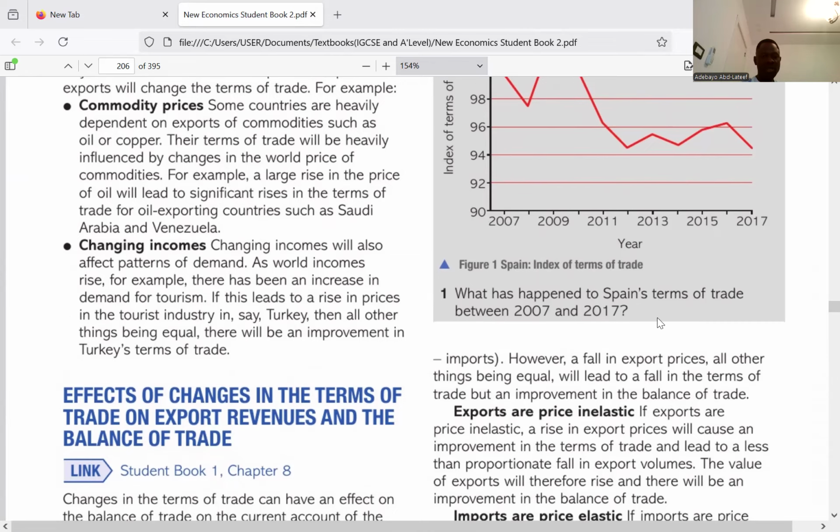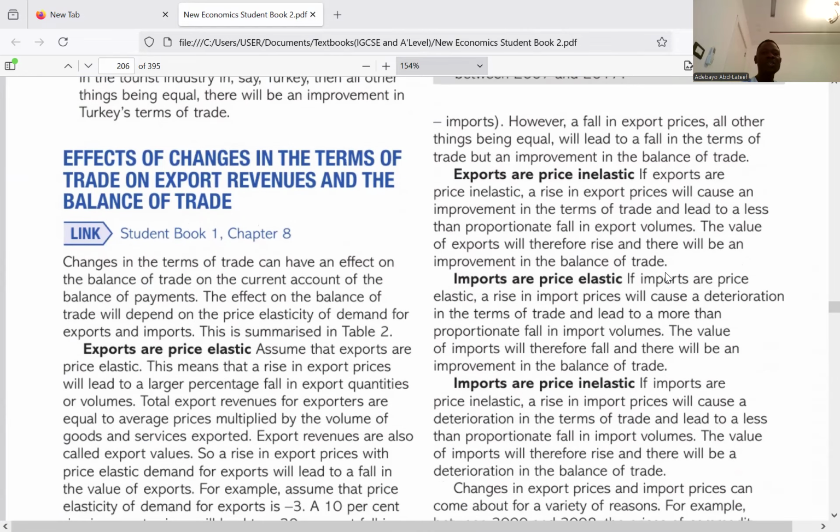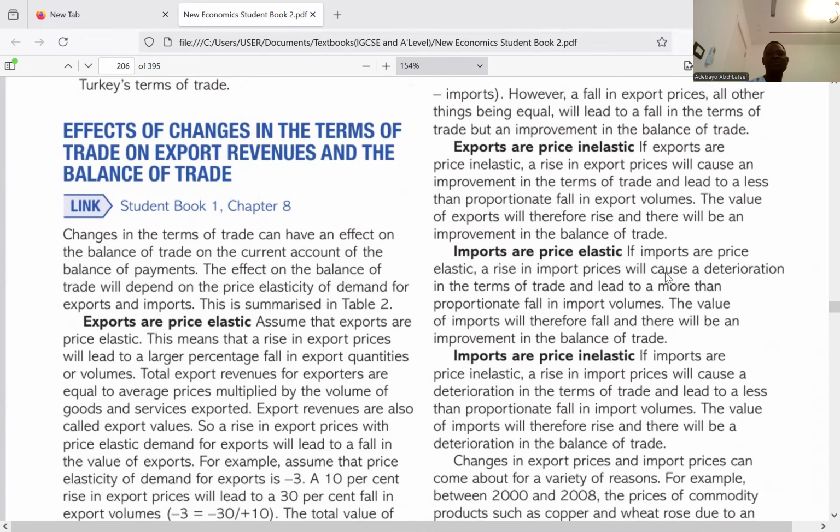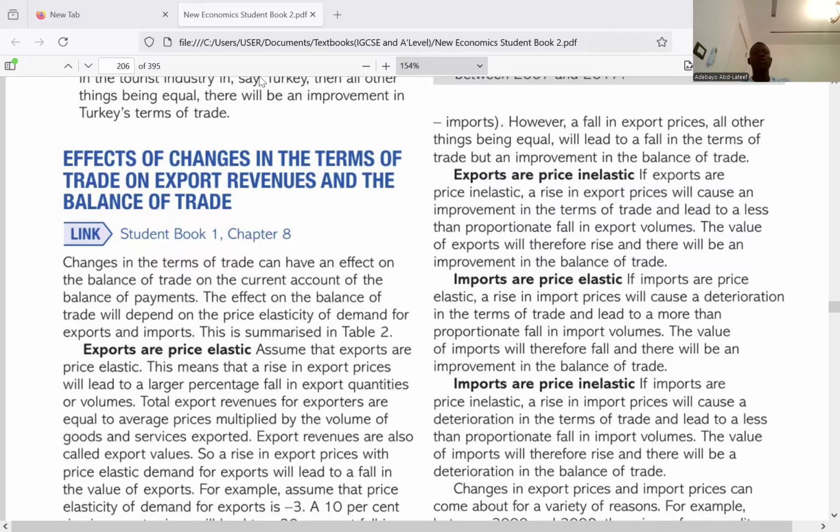Good. Then we'll go to the effects of changes in the terms of trade on export revenue and balance of trade.